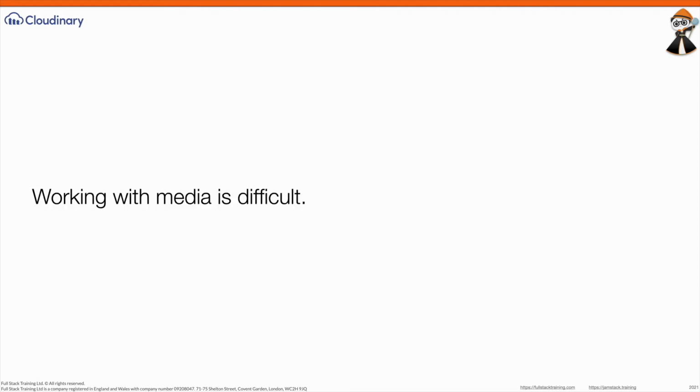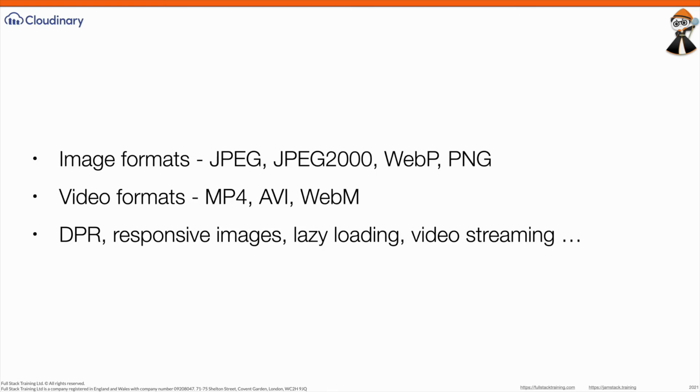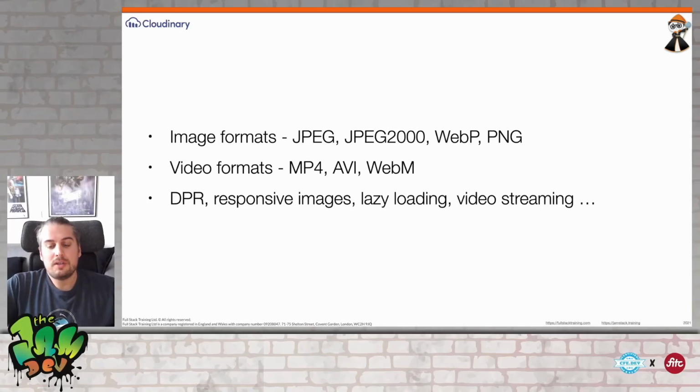Generally speaking, also remember that working with media is difficult. There are a myriad of image formats out there. There are a lot of video formats out there. There are things like device pixel ratios. There are responsive images. There's lazy loading. There's video streaming, and I could go on. Again, using an image CDN would help you to work with all of these.